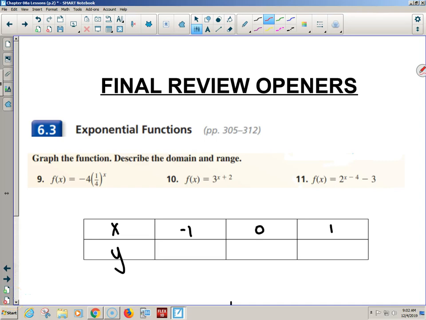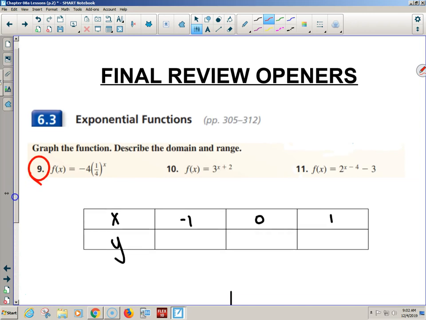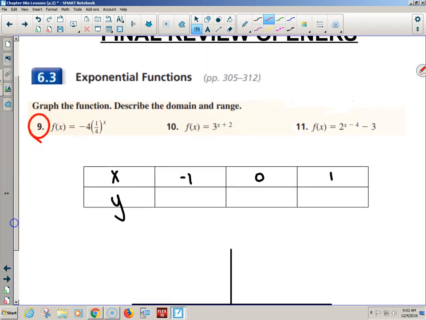We did yesterday for this very first problem with this table, trying to find the graph. Once again, 3 different equations, 3 different tables, 3 different graphs. But in doing number 9, guys, when you go to plug in -1, how do you keep going once you plug it in? It's not as easy as the quadratic is.